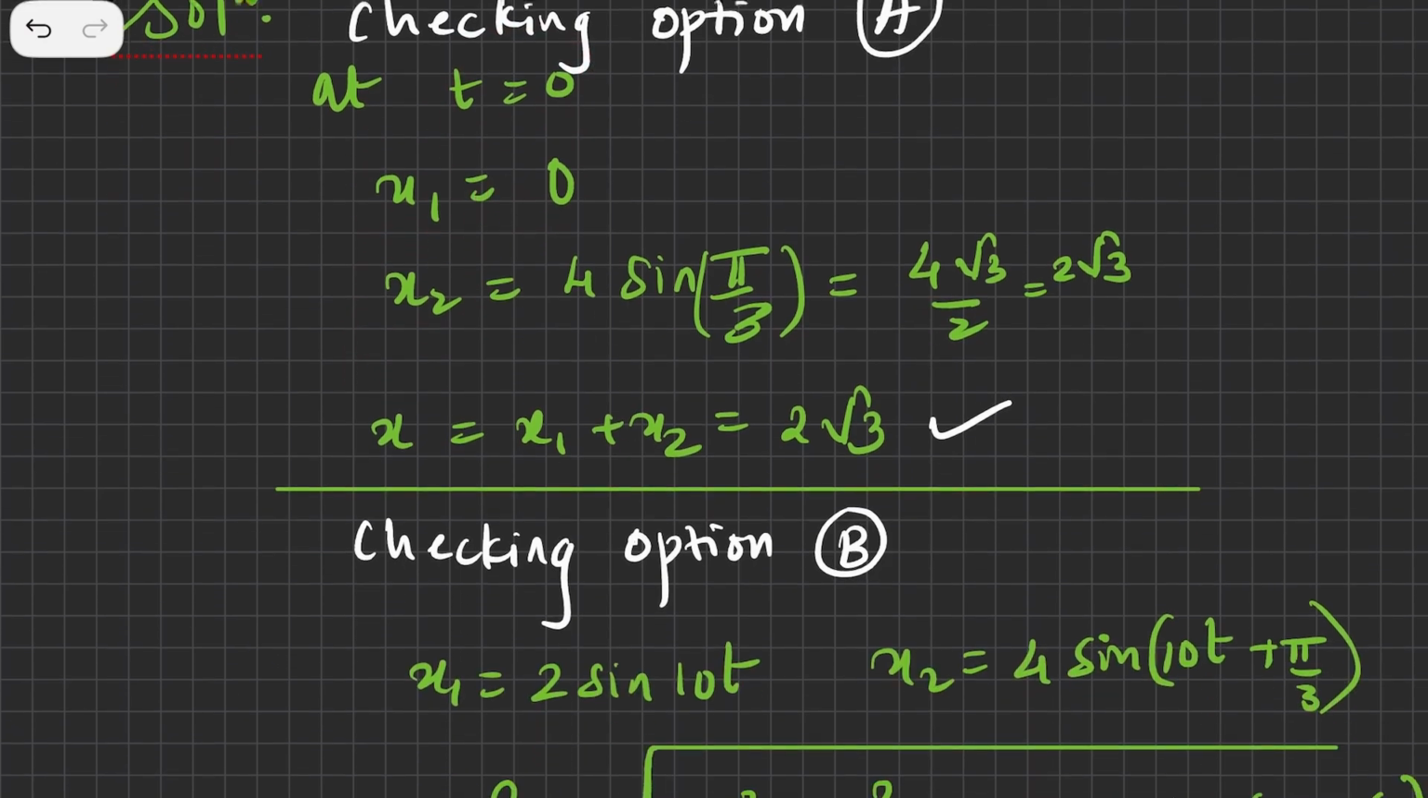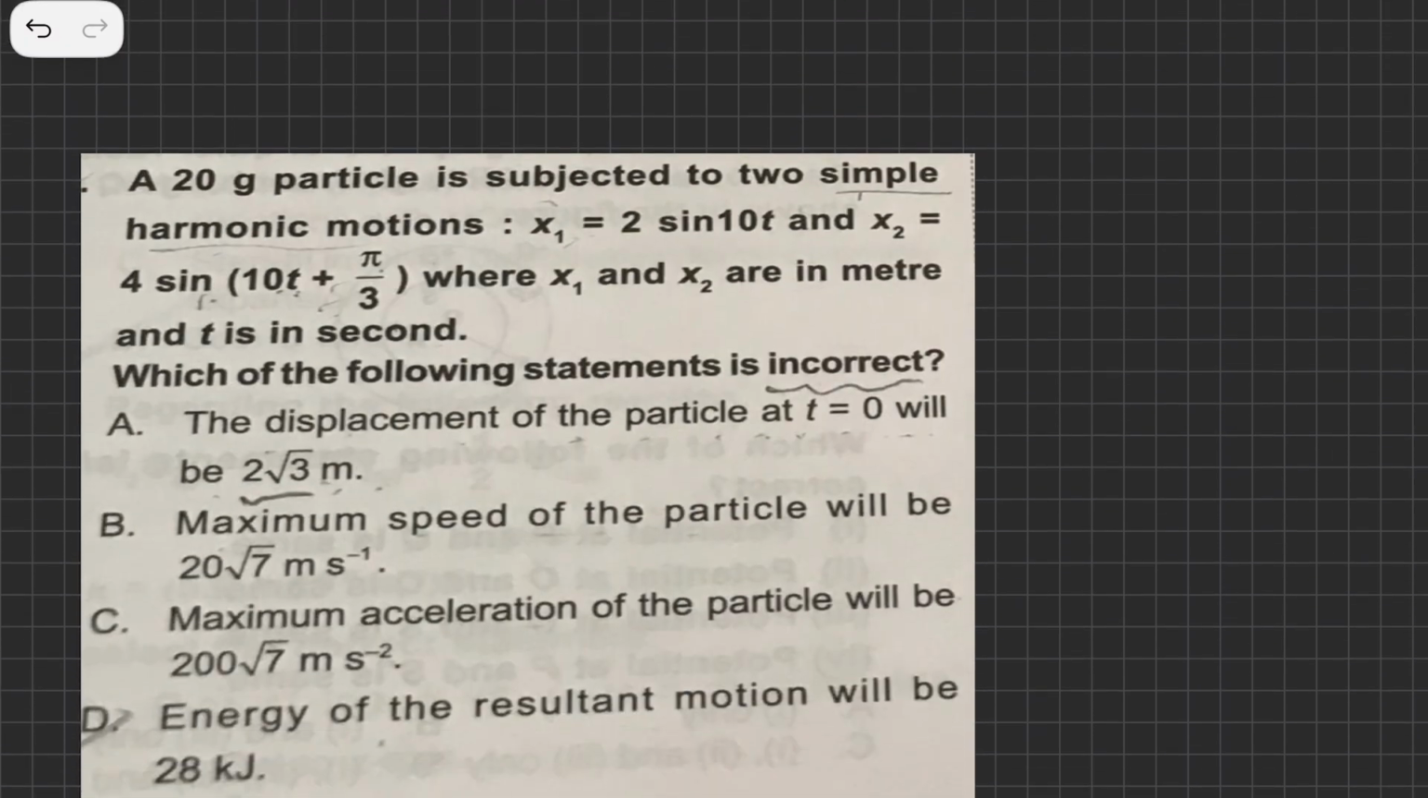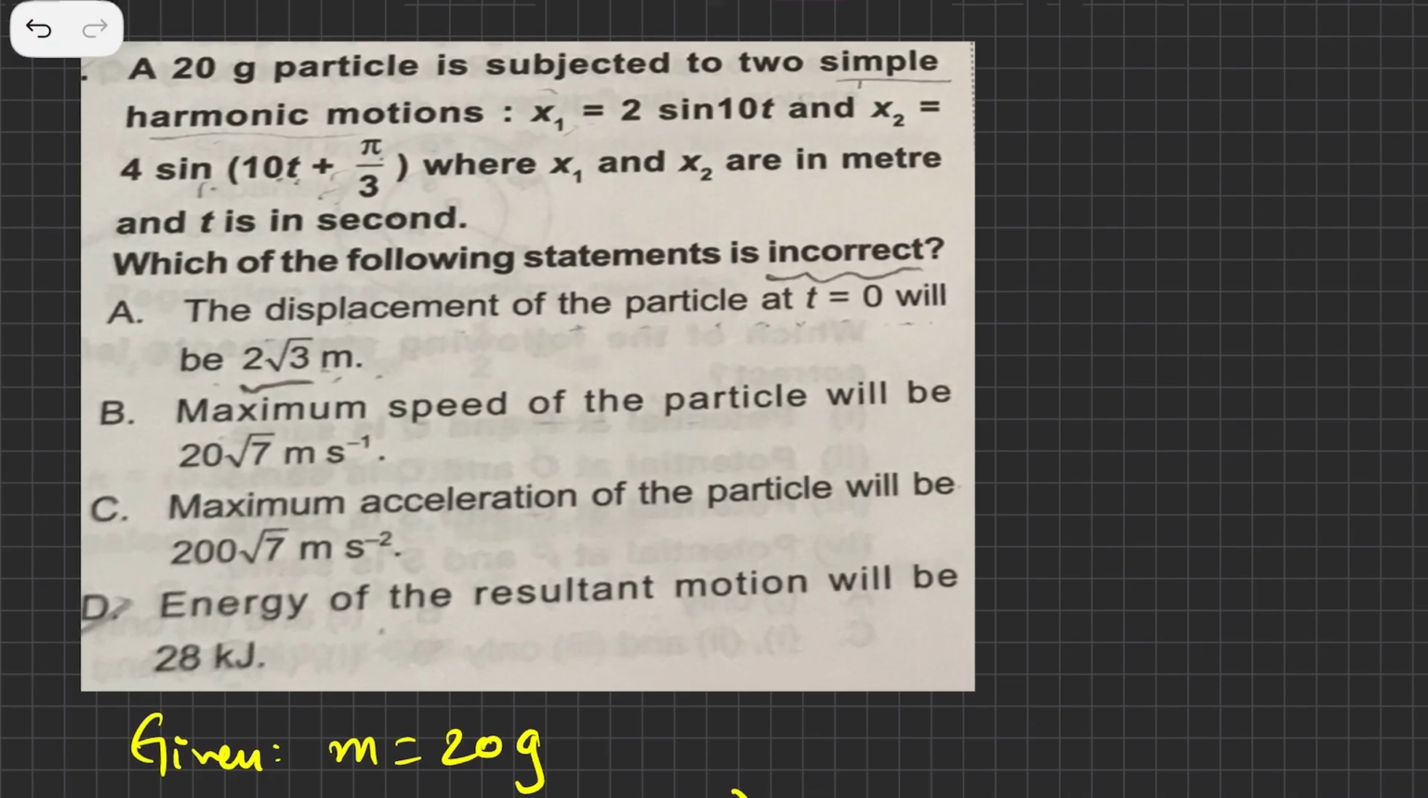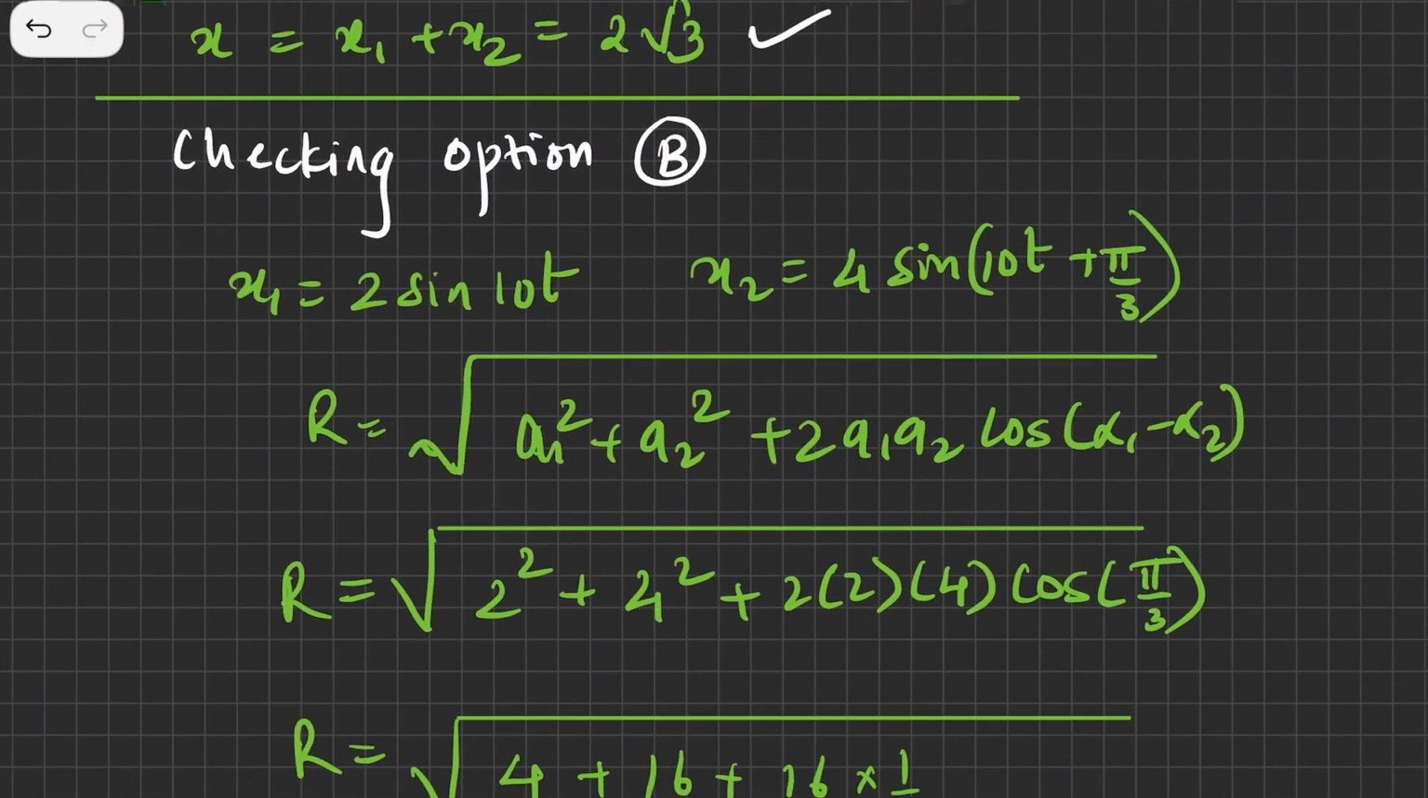So I'll simply add them up. I'll get 2 root 3. So this is what they have given, 2 root 3. So from the concepts of physics we are getting this. So this is the correct answer, but we are supposed to find out the incorrect statement. So I'll check for option B.